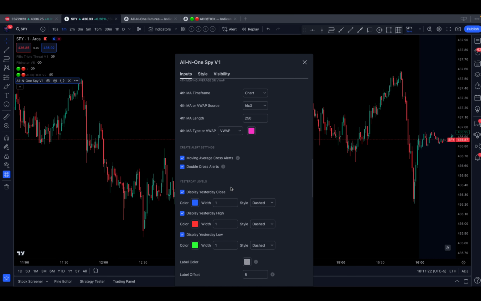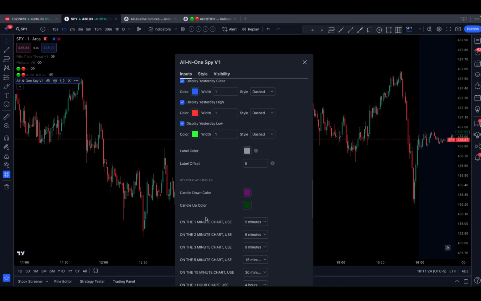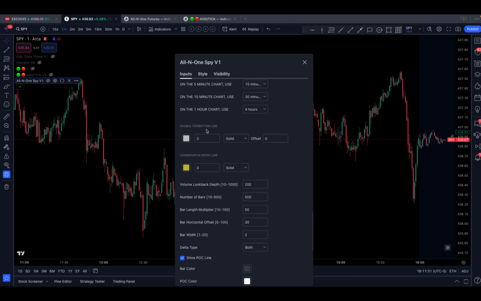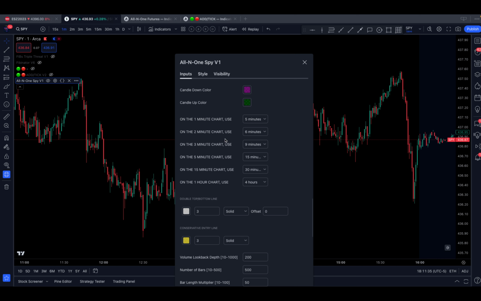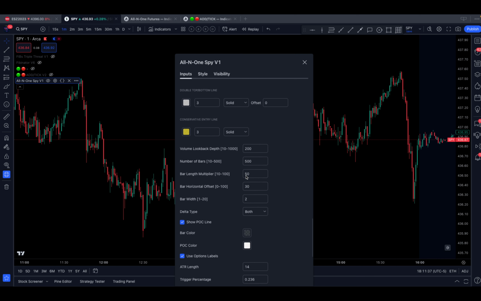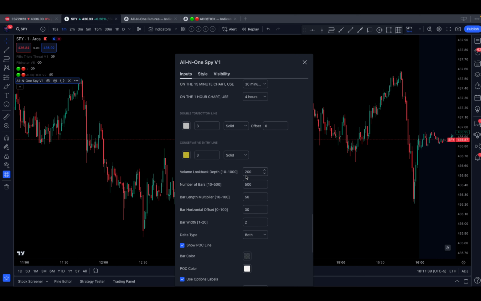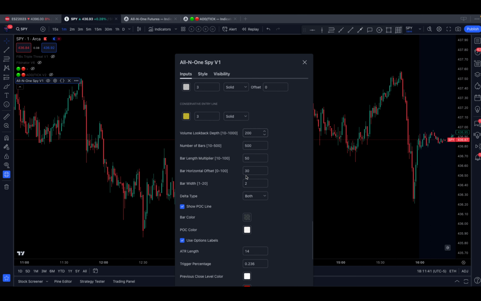Let's see here, yesterday's. Okay, here I actually got them separated, so as you can see, higher time frame candles, it lets you know the higher time frame candles. The double top and the conservative line are part of the higher time frame candles, so you can ask me about that later.